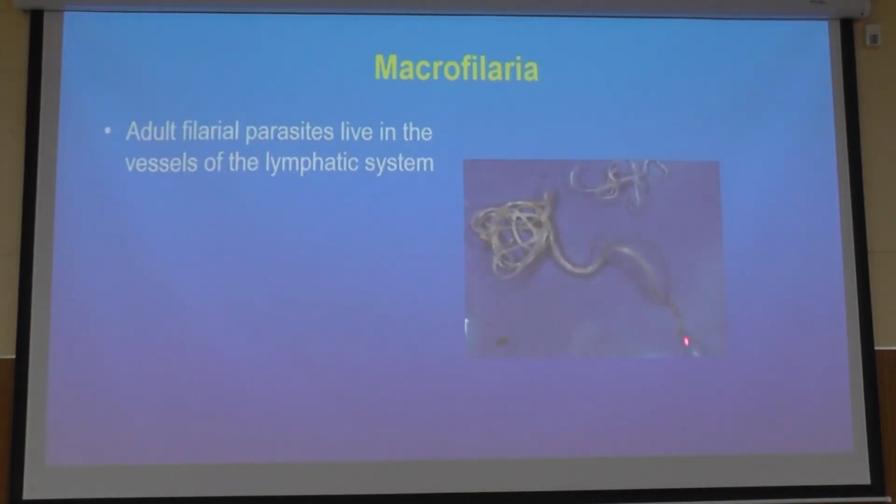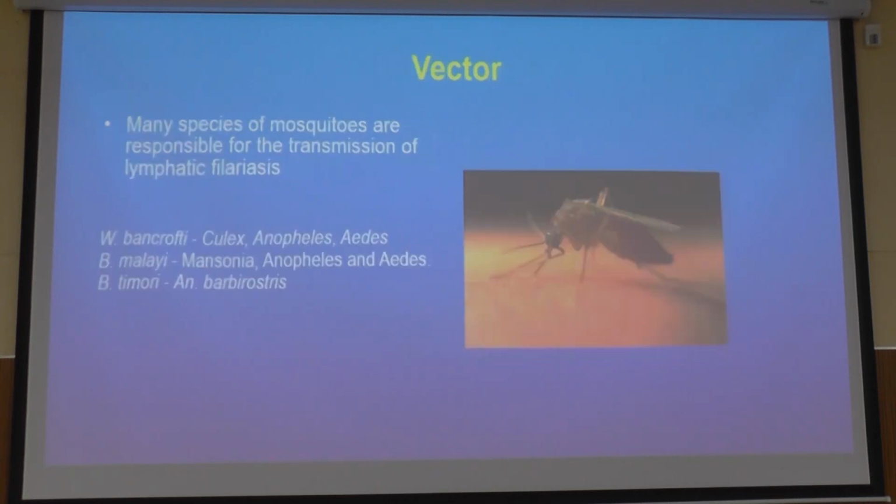This is the adult worm, which you can find across the lymphatic vessel. So the basic pathogenesis of this organism is occlusion of your lymphatic system and release of microfilaria. That's all. These are the two primary players that cause all these symptoms. And the vector is Culex.